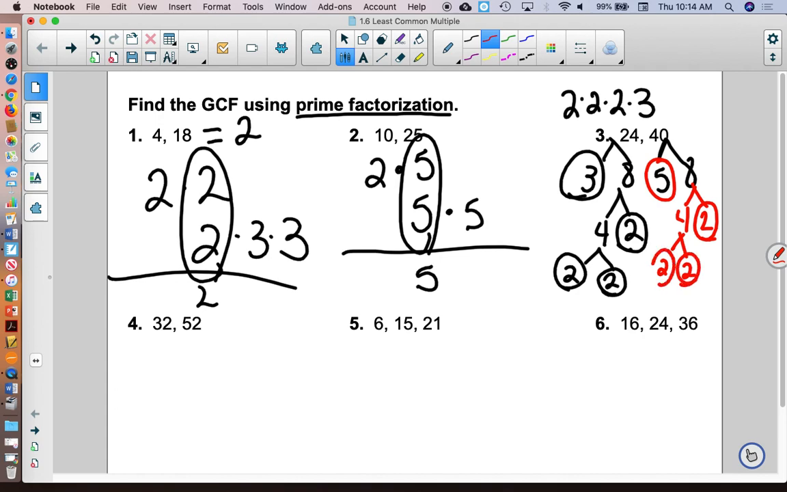Sure are. Now, I need somebody to write the prime factorization for the number 40. What is the prime factorization for the number 40? And I'm looking around trying to find somebody that maybe hasn't talked to me yet. Barrett. 2 times 2 times 2 times 5. And I'm going to throw my 5 out over here. Doesn't matter, does it?